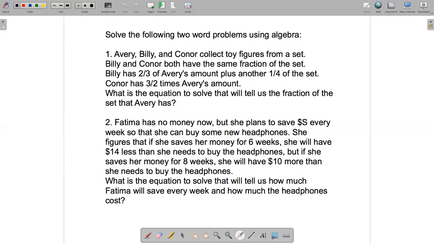Second question, Fatima has no money now, but she plans to save $S every week so that she can buy some new headphones. She figures that if she saves her money for 6 weeks, she will have $14 less than she needs to buy the headphones. But if she saves her money for 8 weeks, she will have $10 more than she needs to buy the headphones. What is the equation to solve that will tell us how much Fatima will save every week and how much the headphones cost? Again, you'll be given 4 equations, and only one of them will correctly solve this problem.